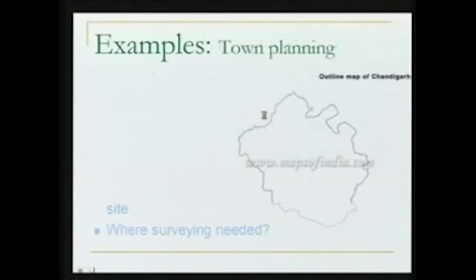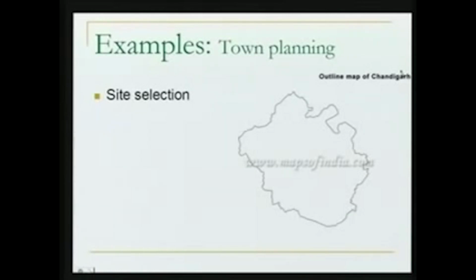Well, another example I would like to give you is an example of town planning, and for that I have chosen the town of Chandigarh. We know it's a very beautifully planned town. But again, in order to plan a town, first of all we need a site. So the site for Chandigarh is, for example, as shown here in the map.